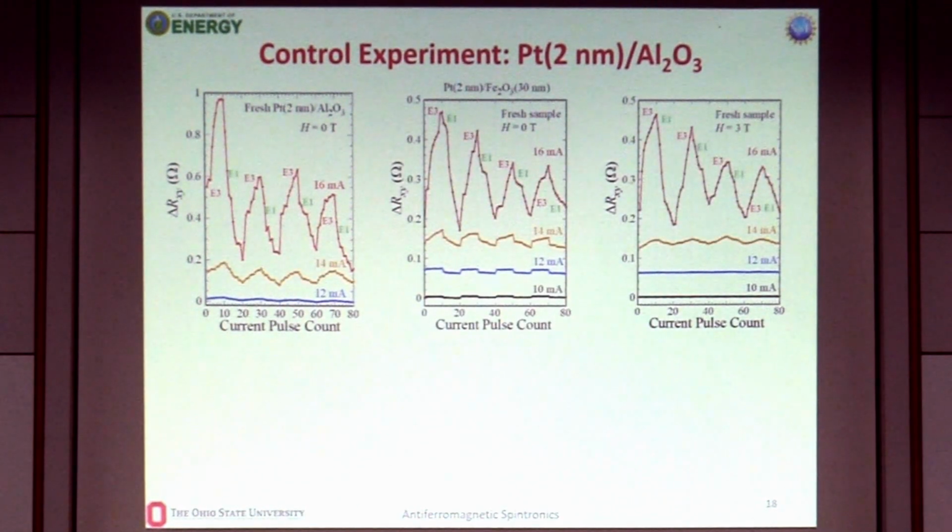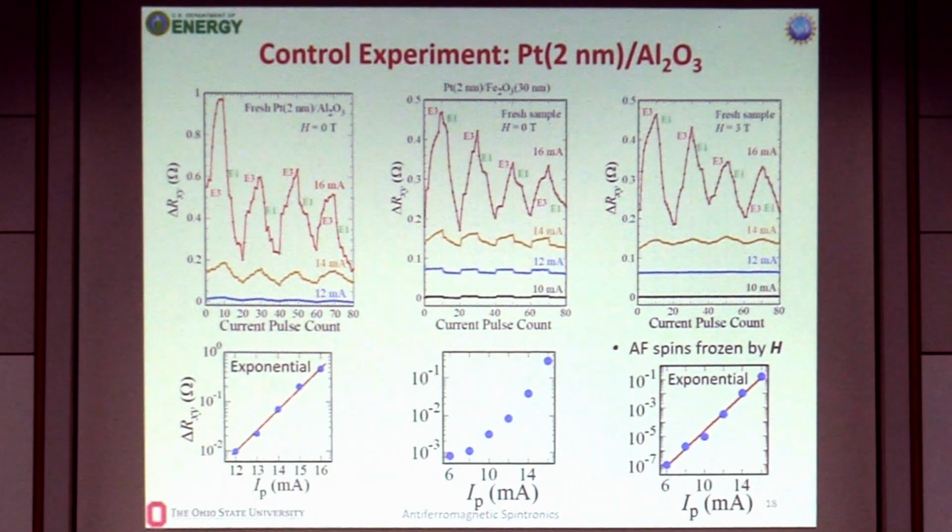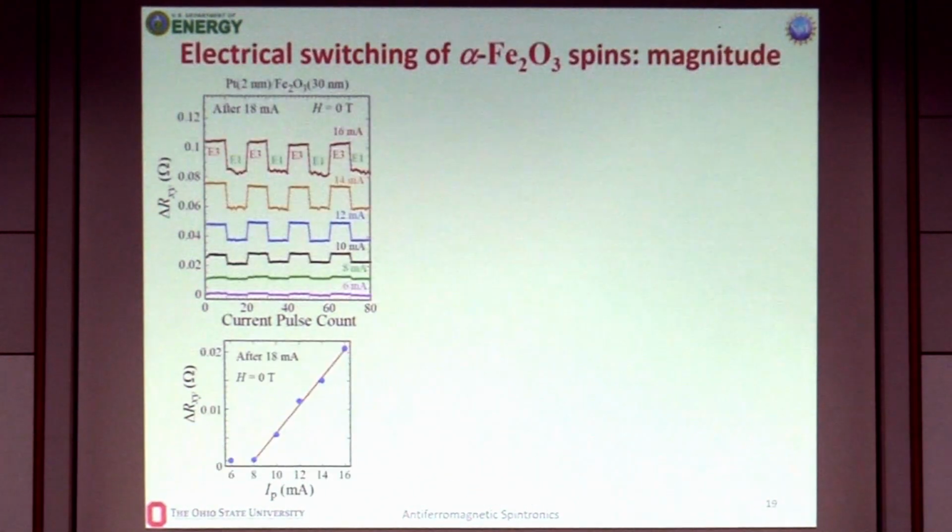So right here, this is the control sample, this is the iron oxide, and here is the 3 Tesla, as a comparison. I just labeled them here. This is the dependence of the delta Rxy as a function of the pulse current. You can see this one is linear, this is exponential, and that is exponential.